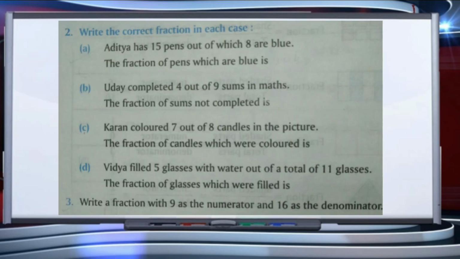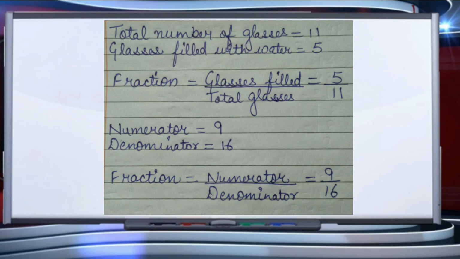D part is Vidya filled 5 glasses with water out of a total of 11 glasses. The fraction of glasses which were filled is. We have to tell the fraction of filled glasses. That means total number of glasses is 11. Glasses filled with water is equal to 5. Then fraction will become glasses filled divided by total glasses, that is equal to 5 by 11. 5 is the glasses filled and 11 is the total number of glasses.